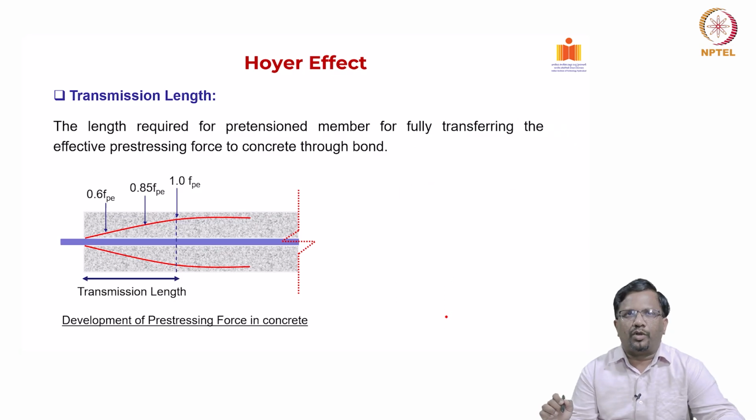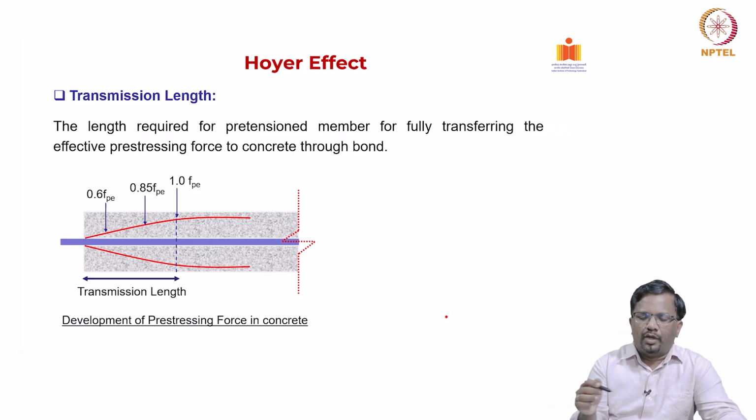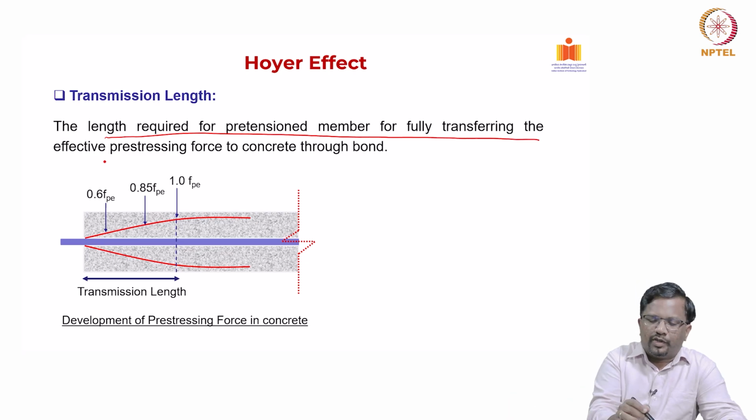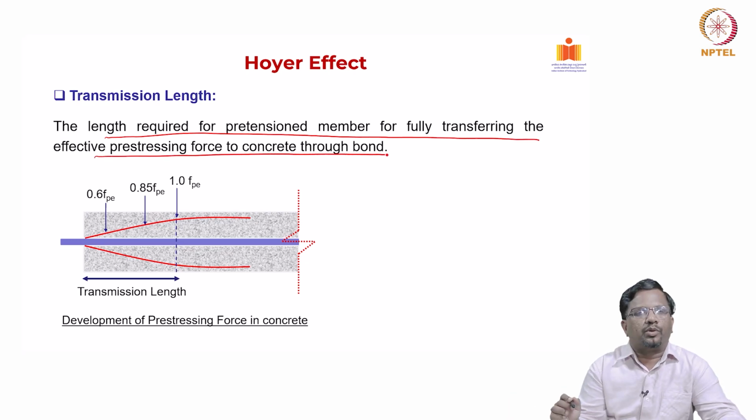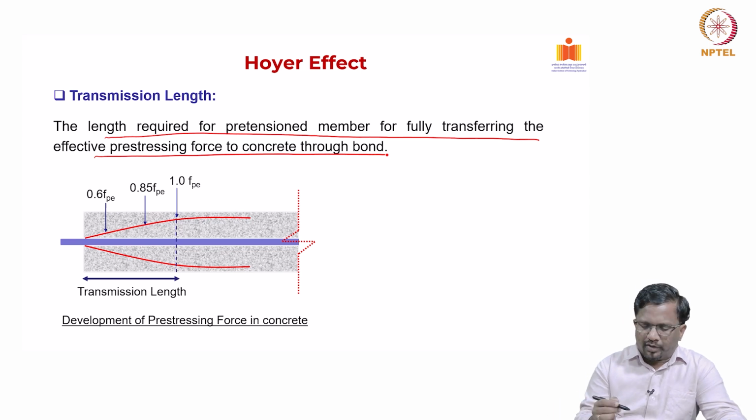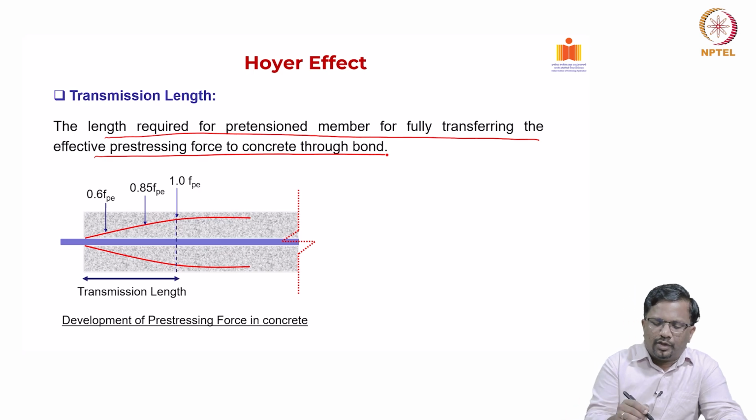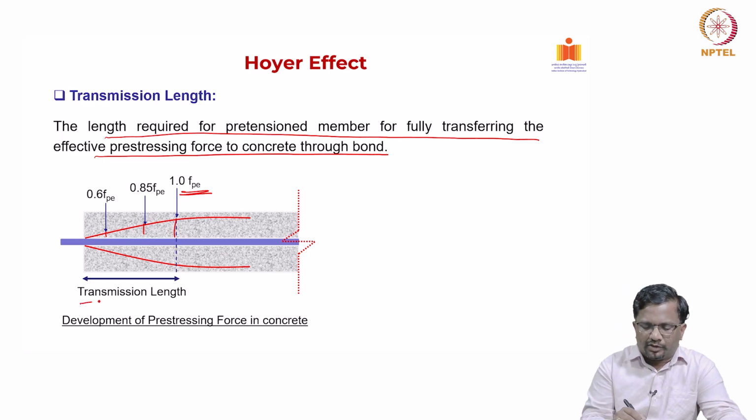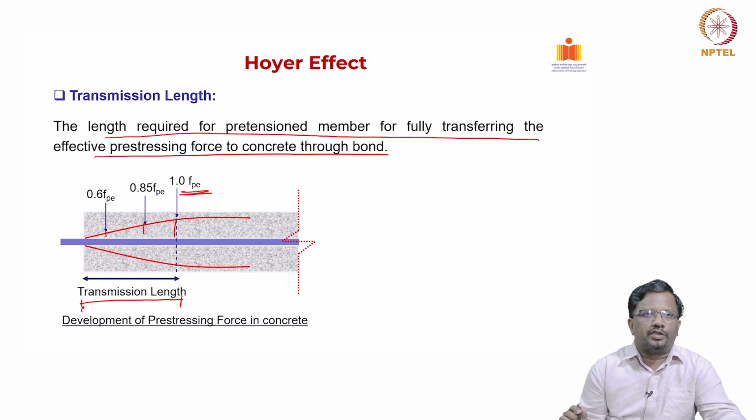Now, let us see what the transmission length is. The length required for a pre-tension member for fully transferring the effective pre-stressing force to concrete through bond is called the transmission length. You can clearly see from here, after the strand is stretched, it requires some distance to achieve this effective pre-stress fpe. So, this distance required to reach that effective pre-stress is called the transmission length.